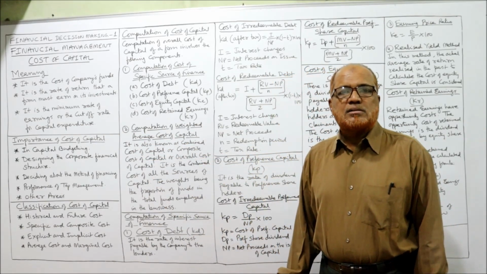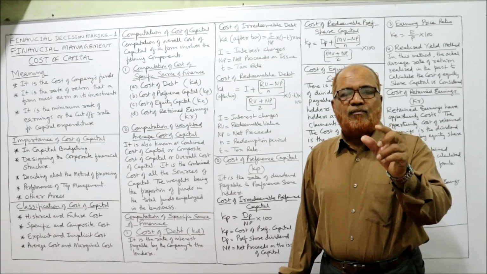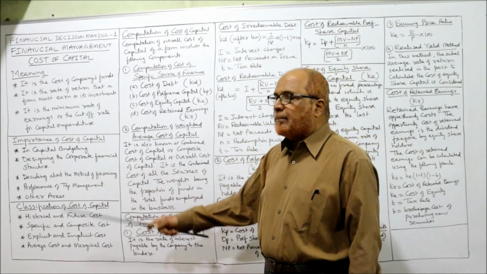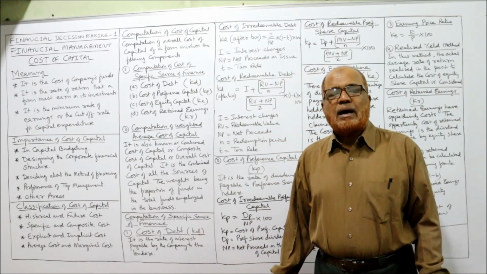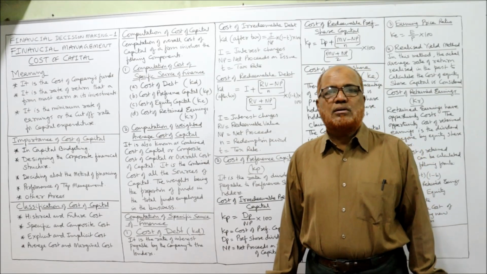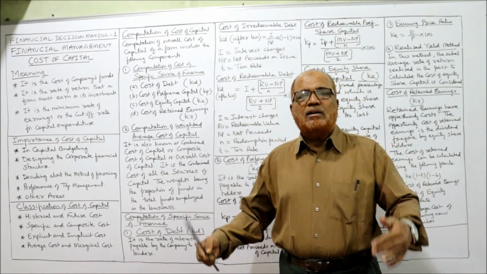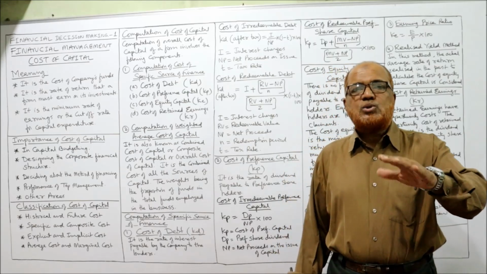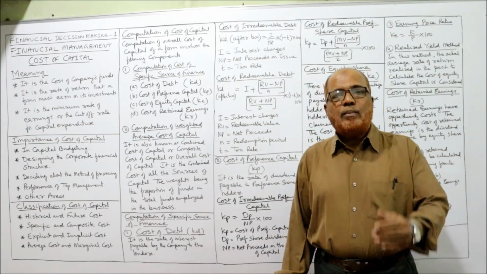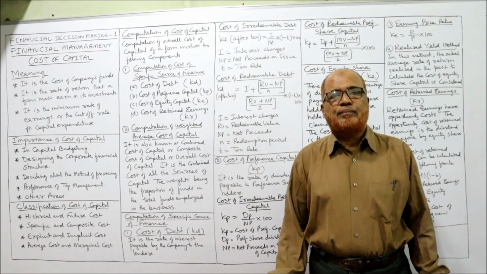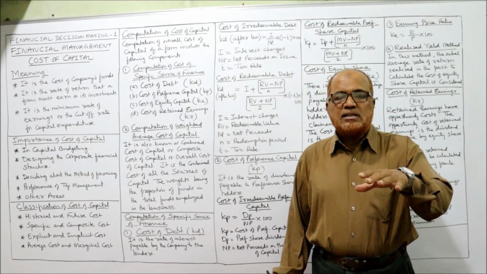Now, importance. This cost of capital is very, very important for the company because of capital budgeting decisions. Capital budgeting decisions are the investment proposal decisions. So before making the investment in capital projects, the company has to evaluate how much return we should get from this capital expenditure. So how to take this decision?